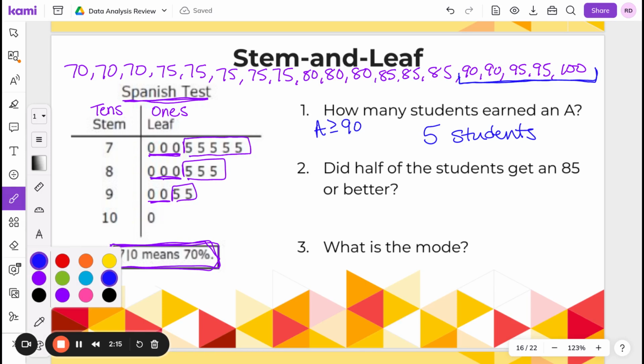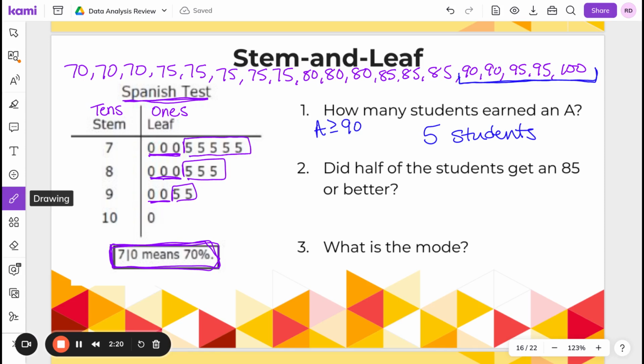The next question is asking about the data and where the halfway point is. In order to find the halfway point, we first need to figure out how many students we talked to. So there's 1, 2, 3, 4, 5, 6, 7, 8 students that got a 70. 1, 2, 3, 4, 5, 6 students that got an 80. 1, 2, 3, 4 students that got a 90, and 1 student that got a 100. When we add up these grades, we can see that 19 students took this test.